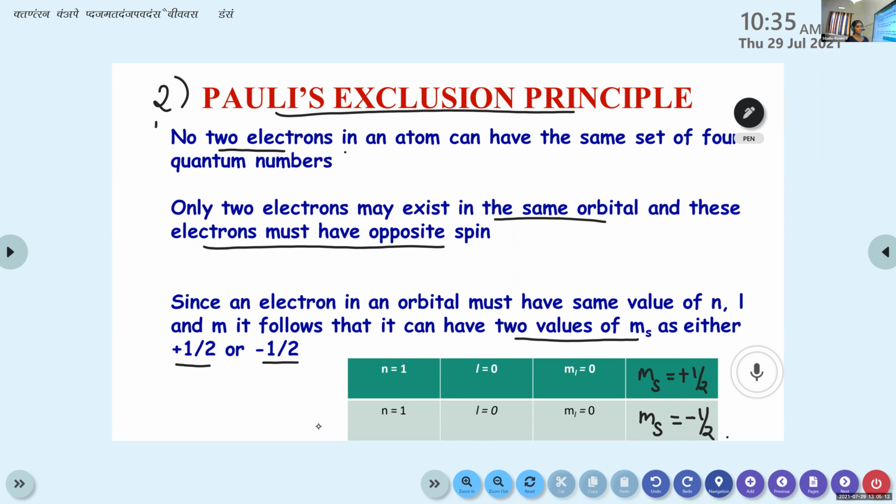So this is the second rule. It is known as Pauli's exclusion principle. No 2 electrons in an atom can have the same set of 4 quantum numbers. Only 2 electrons may exist in the same orbital, and these electrons must have opposite spin.